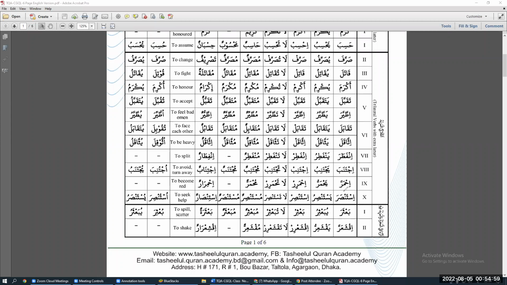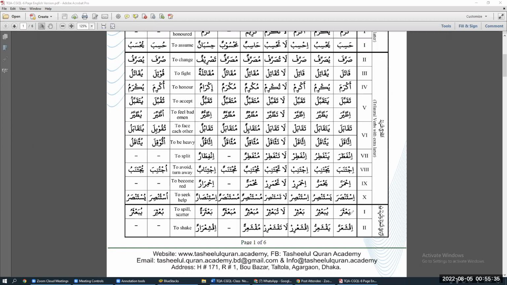Now, how is form 9 made? Tell me. Hamza alif added. Correct. Alif is added, and lam kalima is doubled. Finish. How is form 10 made? Hamza ista is added. Exactly. Very correct. Finish. Okay.